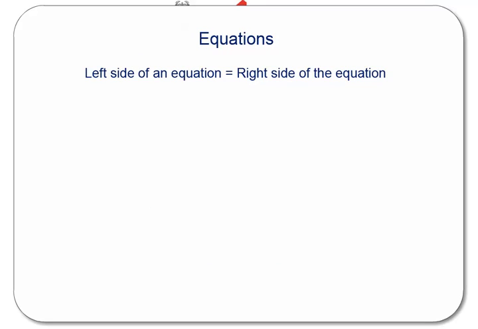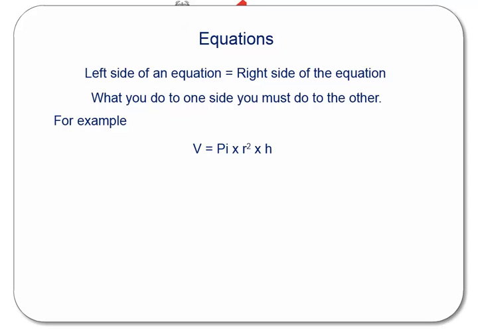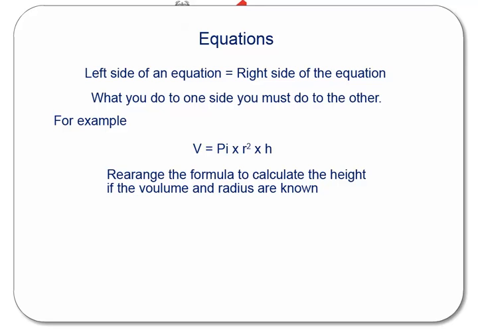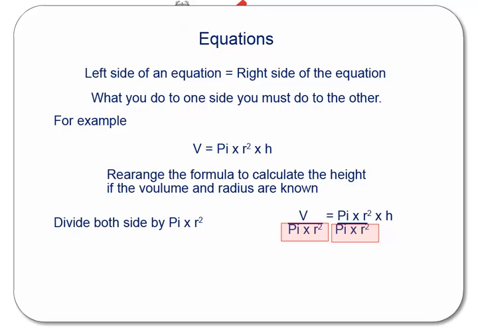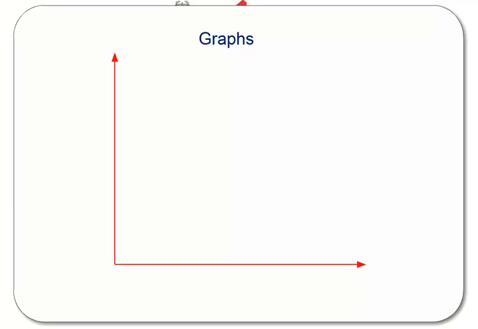One important thing about equations is that the left-hand side equals the right-hand side. Whatever you do to one side, you must do to the other side, so that the left-hand side still equals the right. For example, we have the formula for the volume of a cylinder. We want to rearrange the equation to determine the height when we know the volume and the radius. Divide both sides by pi times r squared. The height is the volume divided by pi times the radius squared.